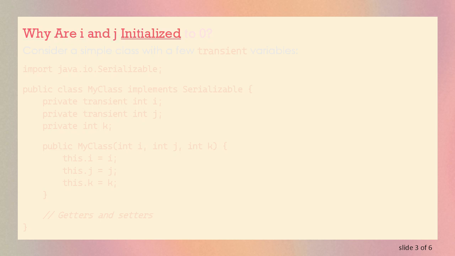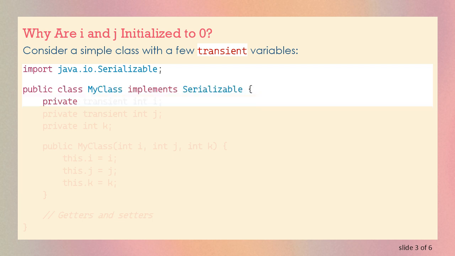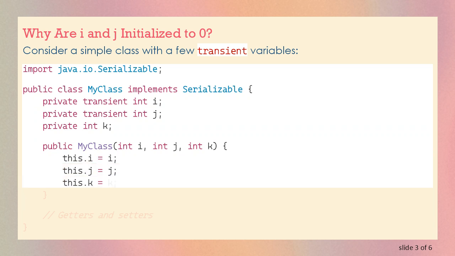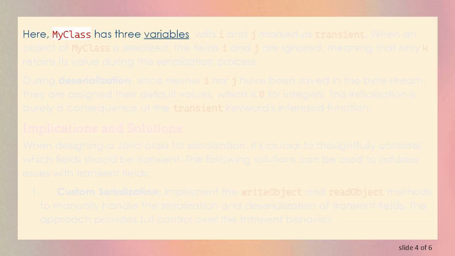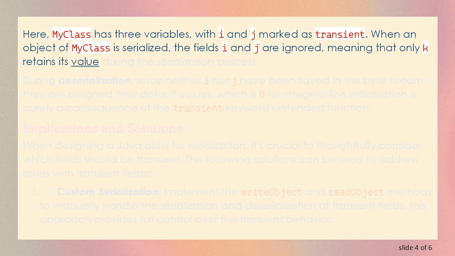Why are I and j initialized to 0? Consider a simple class with a few transient variables. Here, my class has 3 variables, with I and j marked as transient. When an object of my class is serialized, the fields I and j are ignored, meaning that only k retains its value during the serialization process.